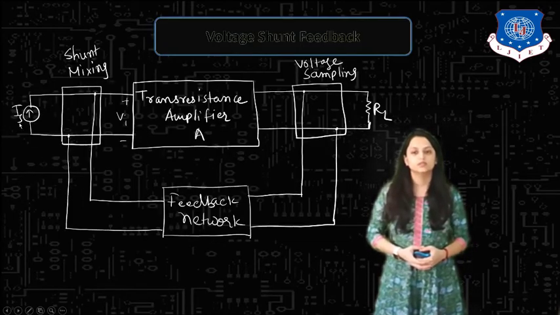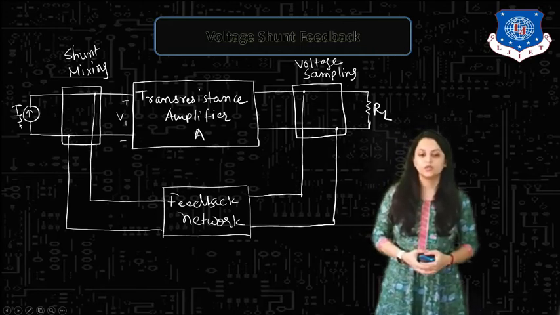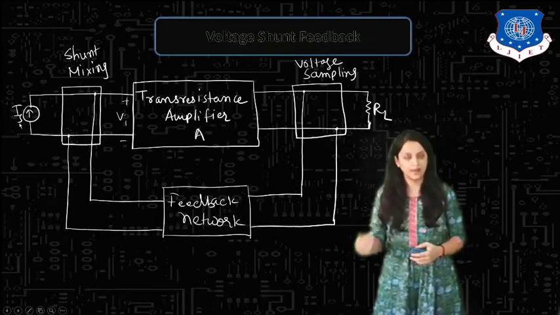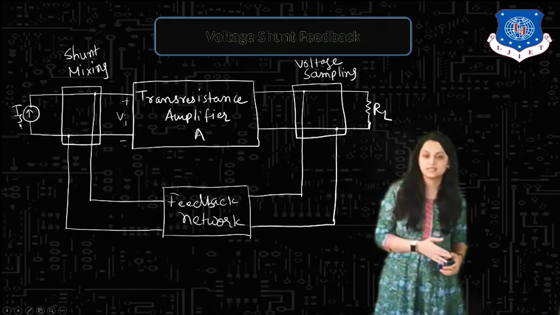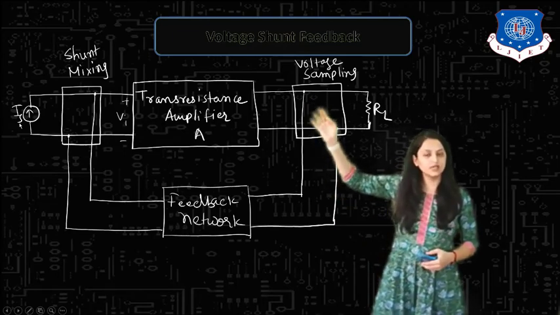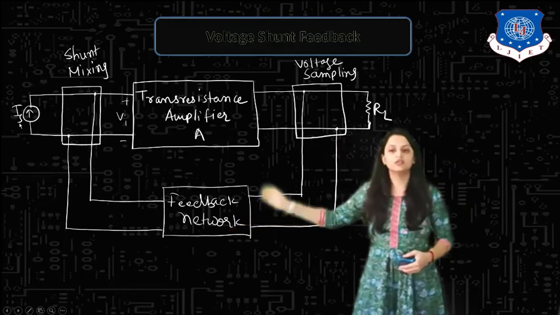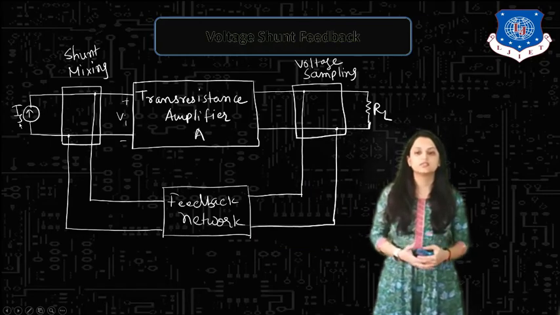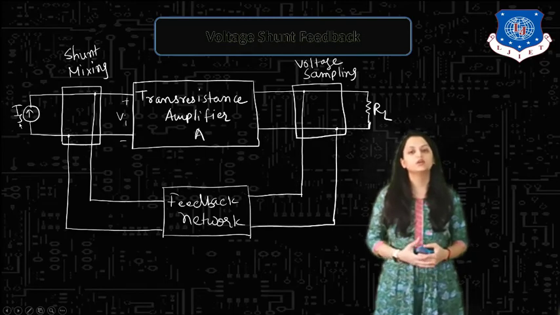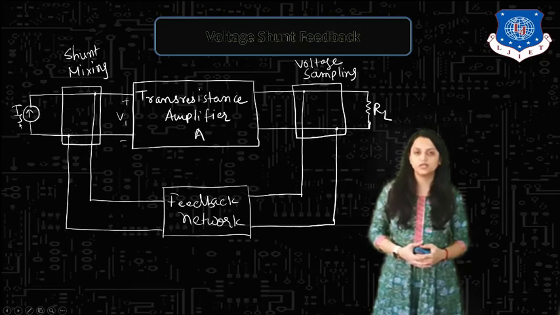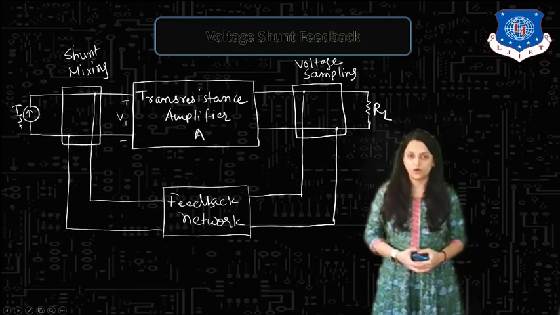Now next is voltage shunt feedback. Voltage shunt feedback is the combination of voltage sampling and shunt mixing. So here voltage sampling is done at the output side, which is given back to the feedback network, and shunt mixing is done at the input side. This is called the transresistance amplifier. So these are the main four feedback amplifier configurations. Try to differentiate them and understand the difference between all of them.